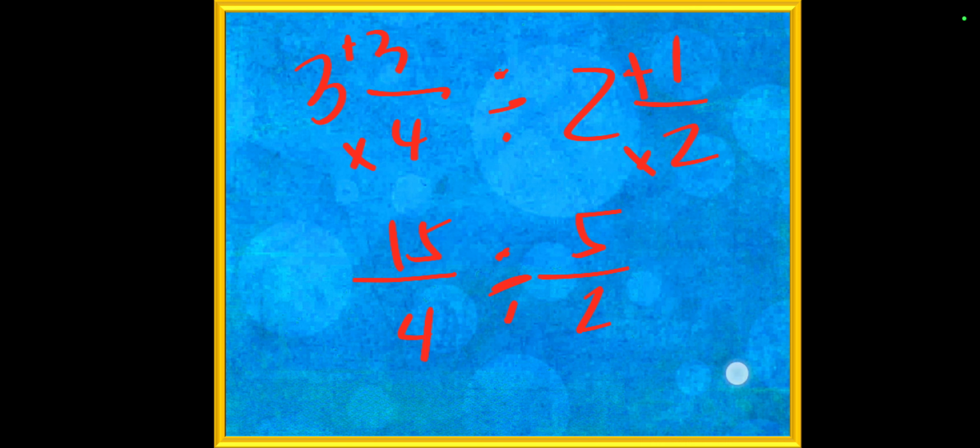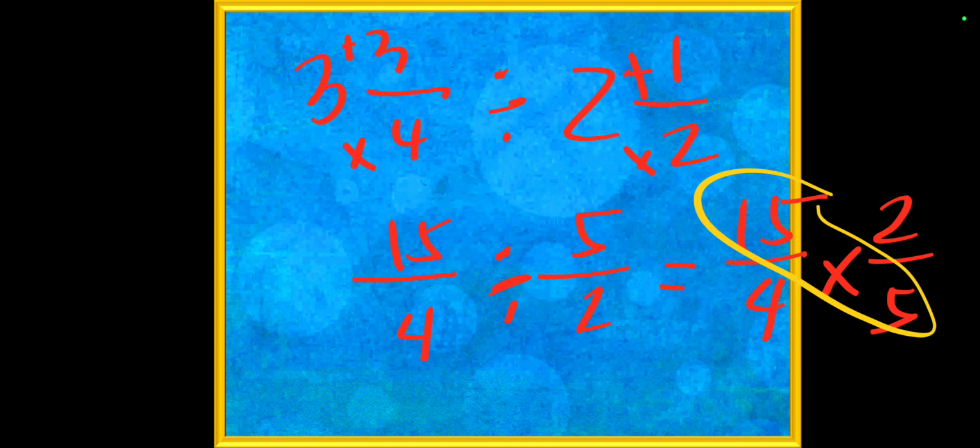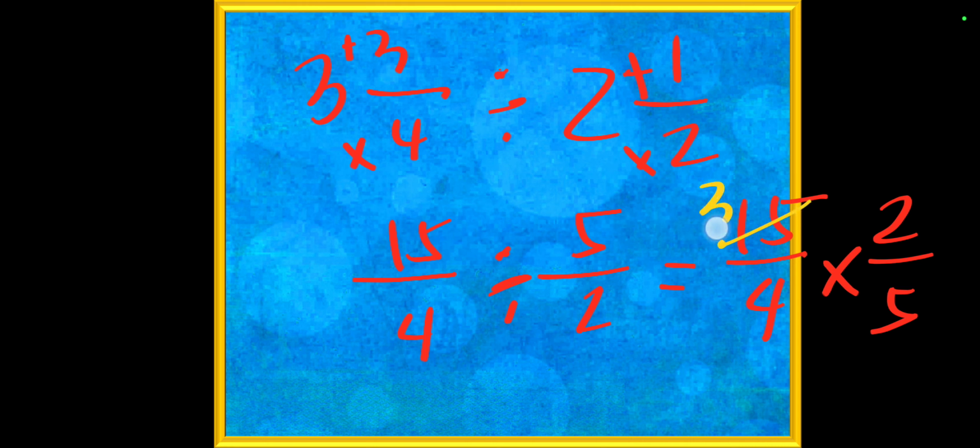So what are we gonna do next again? We have to keep the first fraction, change the operation, and then flip the second fraction. So flip that one, it's 2 over 5. So you can now do the cross cancelling. Remember the cross cancelling? So we have 5 and 15 and 5. We can actually divide that one by 5. That's the GCF. So 15 divided by 5, it's 3, and 5 divided by 5, it's 1.